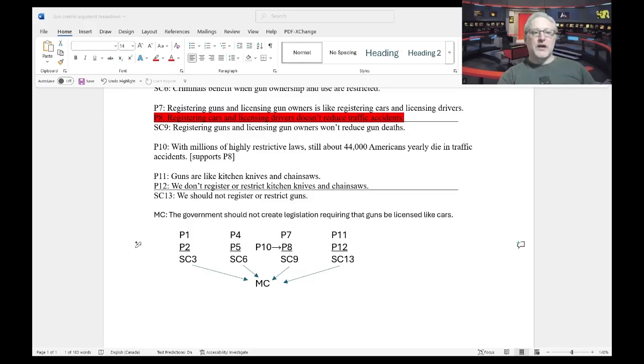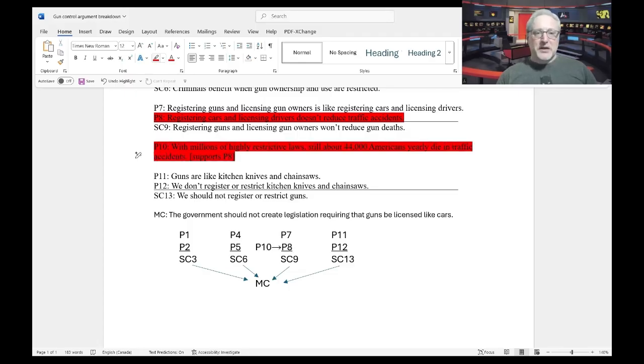So the argument P10 to P8 fails because it makes that mistake with statistics, but also, it says with millions of highly restrictive laws, but there aren't millions of traffic laws. That's a ridiculous claim. So, apart from the misleading use of statistics, that claim is still technically false, which means that we cannot accept this claim.